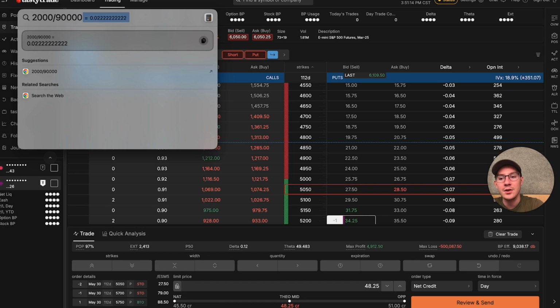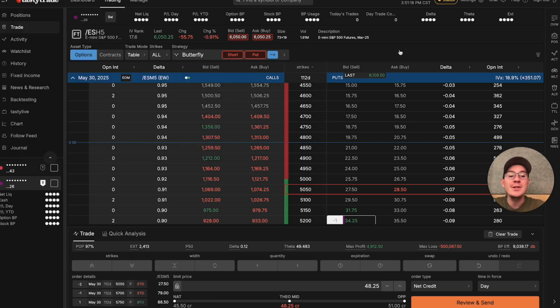So I need $9,000 to put into this trade. That gives me a 22% return on my money. Do you guys understand that? I put up 9,000, I made 2,000. That's a 22% return. Again, right now the market's a little elevated, so I'm getting a higher return than normal.